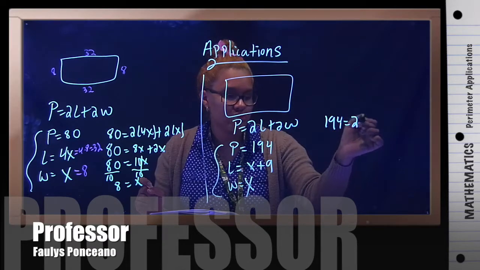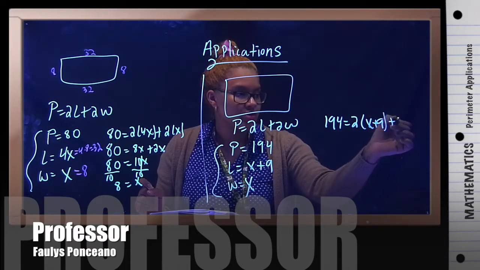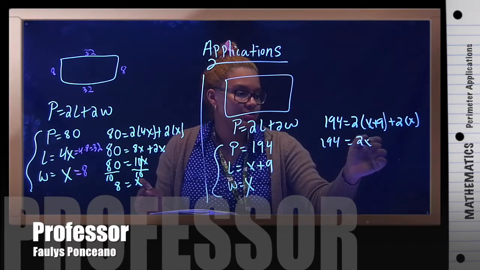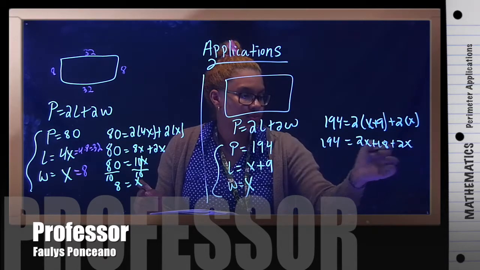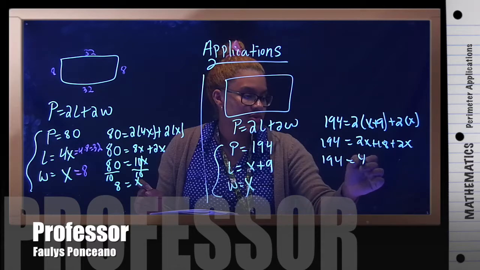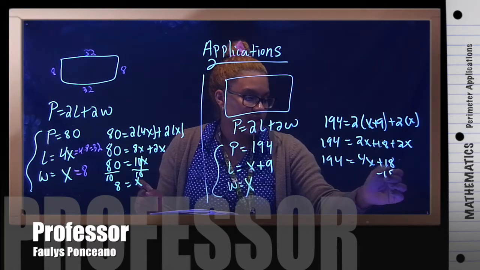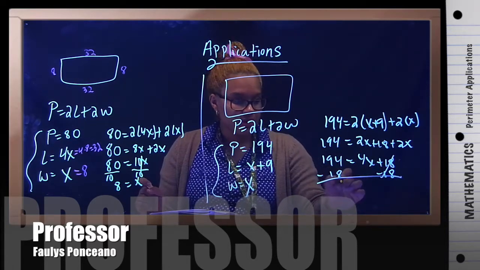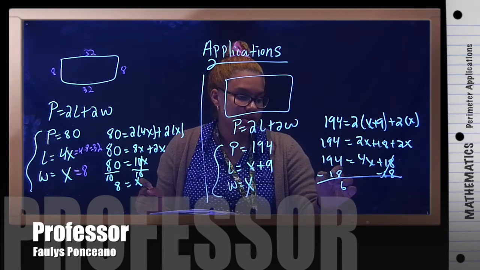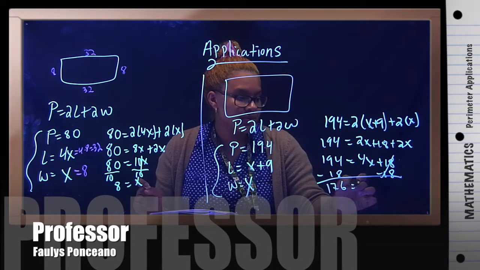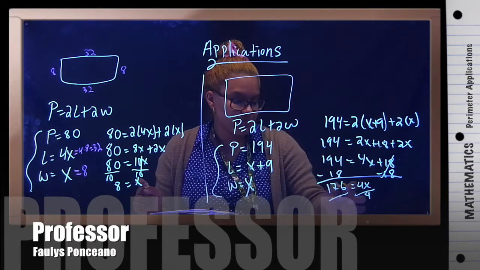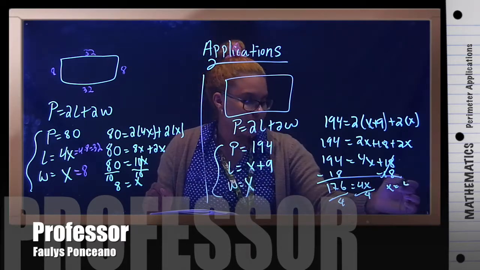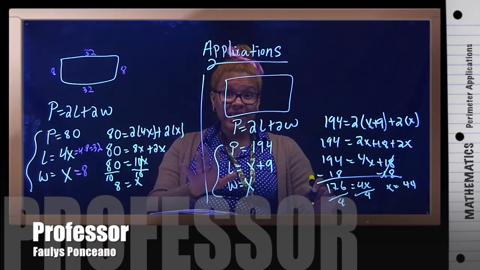194 equals 2 times x plus 9, plus 2 times x. Distribute. Then we're going to combine like terms. Subtract that. Borrow, 14 minus 8 gives you 6. Then it's 8 minus 1, so it's 7. Bring down the 1. 4x equals 176. I'm going to divide by 4. X equals 44. And we go back again to the problem.